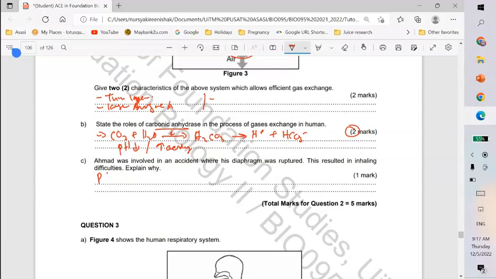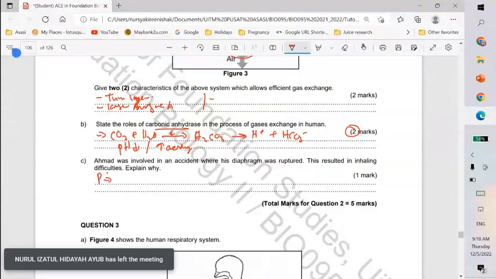Okay, you have to think a bit here. This is an applied question. The function of the diaphragm is so that when you inhale, it causes the volume of the thoracic cavity to increase, decreasing the pressure inside the lung. But if it is ruptured, the pressure inside the lung cannot be decreased. So air cannot enter into the lung because the pressure inside the lung and outside will be similar, with no difference in partial pressure. So he cannot inhale. Those are the points that you can include in your answer.